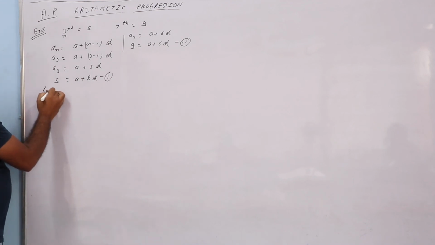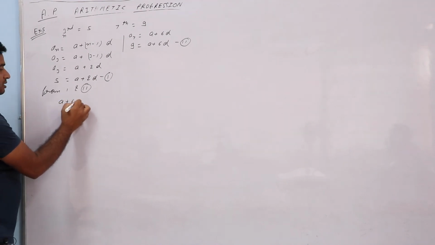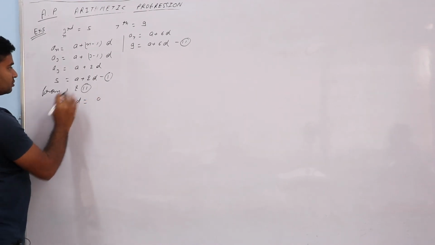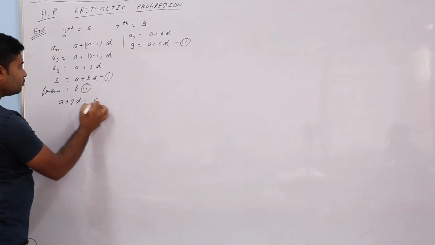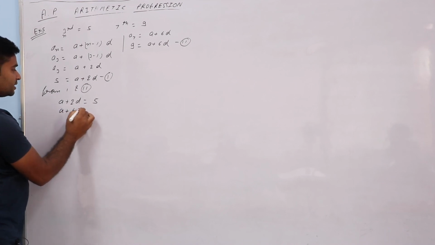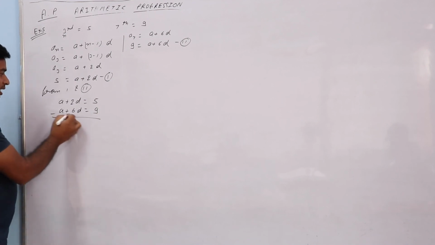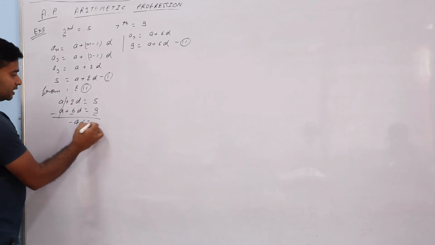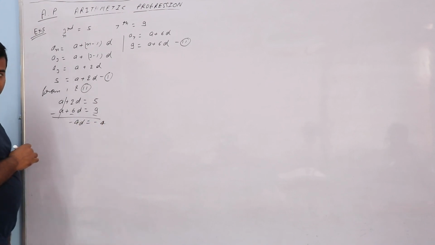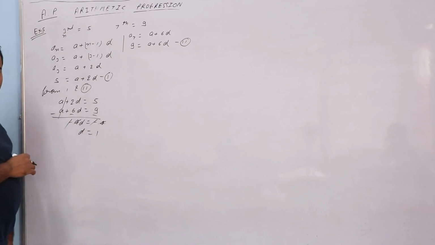Now from 1 and 2, simplify these equations. A plus 2D is equal to 5 and A plus 6D is equal to 9. This kind of solving of equations you have learned in linear equations in two variables. Do minus. A cancels. So here we get minus 4D is equal to minus 4. So D is equal to 1.